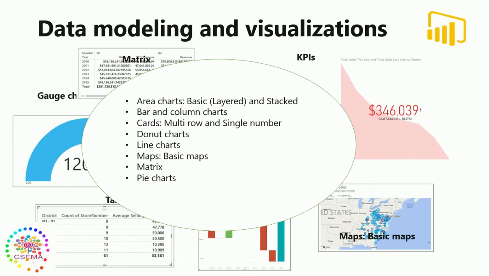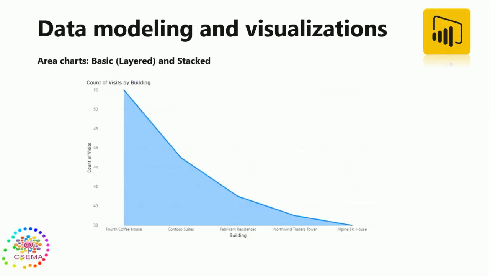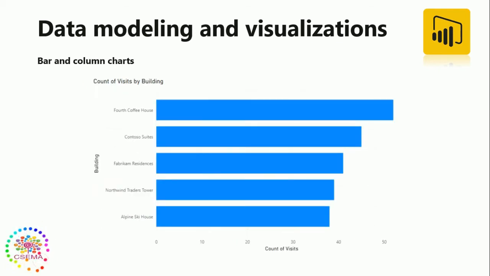These are the area charts, bar charts, column charts, donut charts, line charts, maps, matrices, and so on. So let's learn about them one by one. First, we have the area chart, or the basic layered stack. The basic area chart is based on a line chart with the area between the axis and the line filled in. And next we have the bar and column chart. These are the standard for looking at a specific value across different categories.